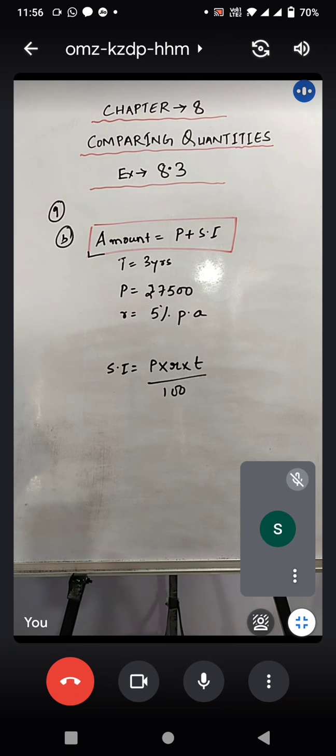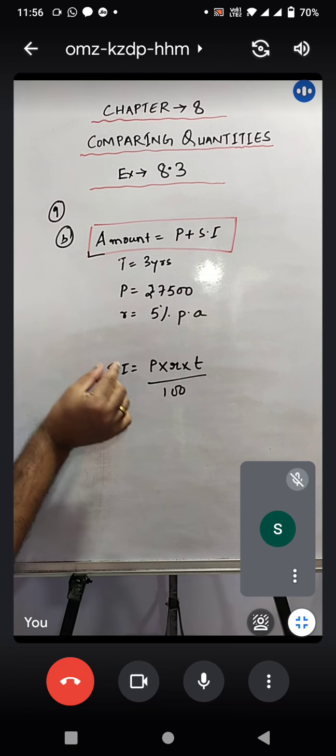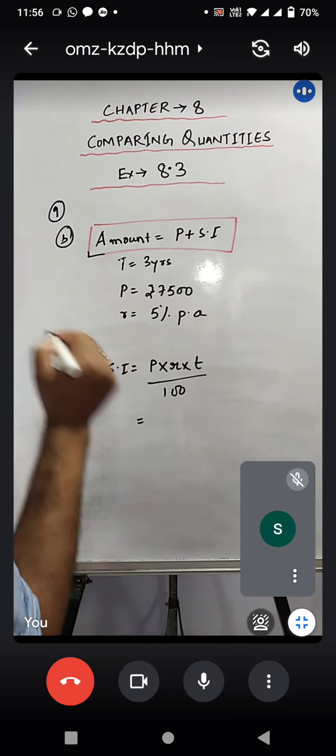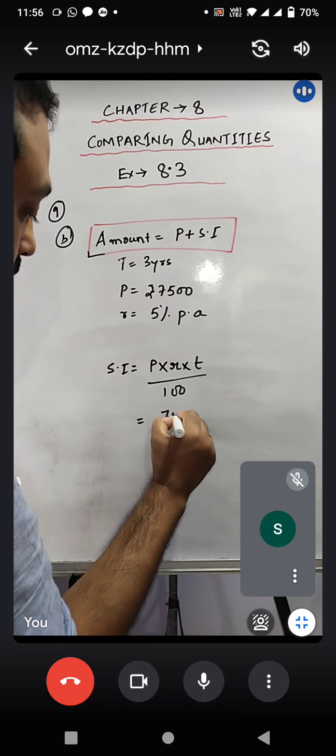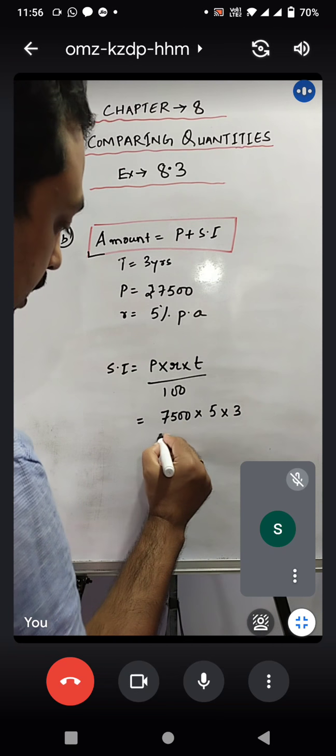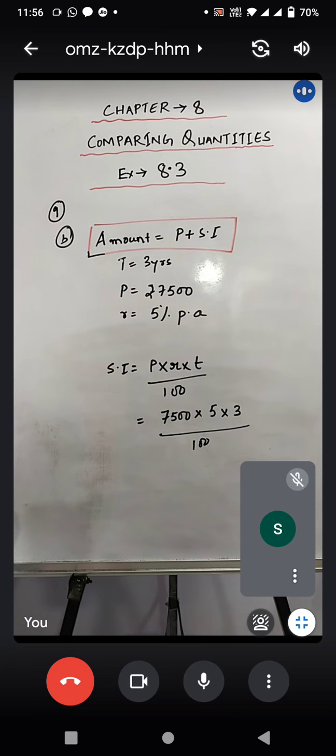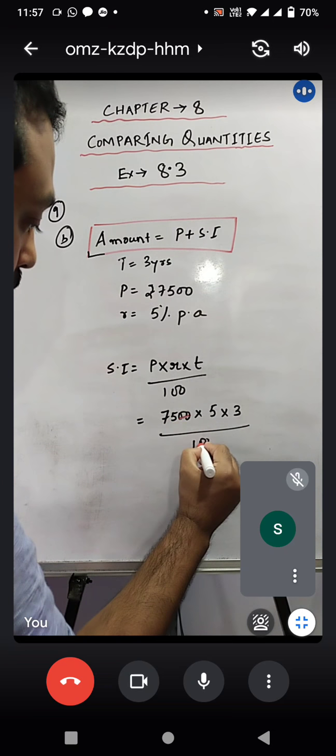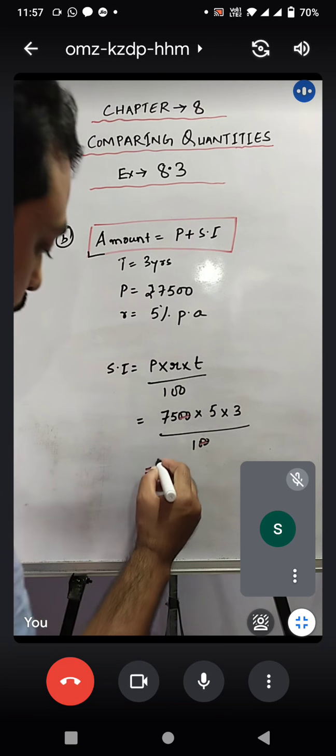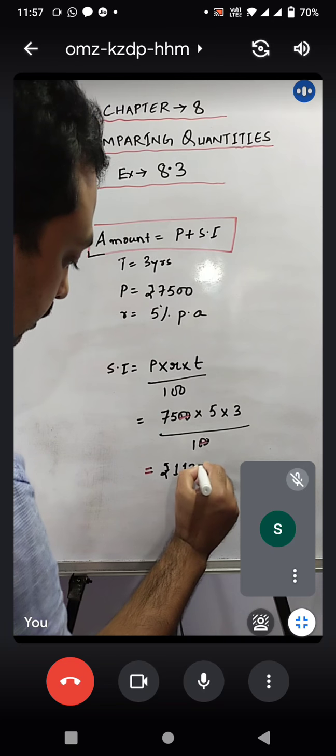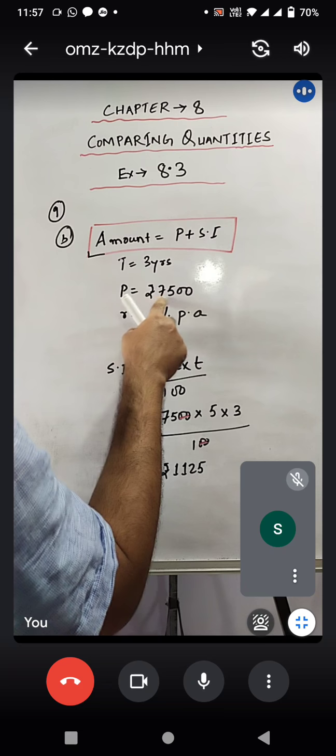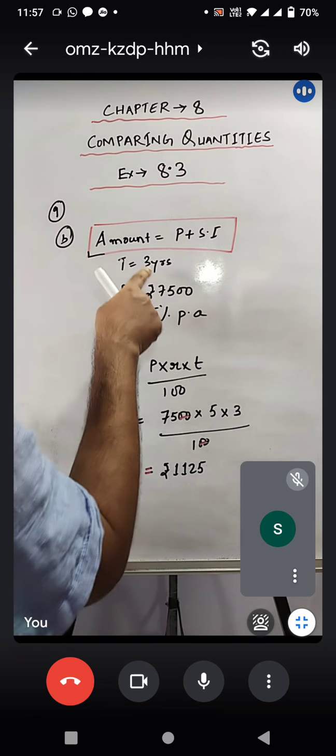So we'll use the same formula, because until and unless you know the value of SI, you won't be able to find the amount. So let us find SI. Now what is the principal? 7,500. Rate is given 5 and time is 3. So we have to divide this whole by 100. We'll reduce these 2 zeros. Now we get the value as rupees 1125. So this is the interest charged on 7,500 at a rate of 5% for 3 years.